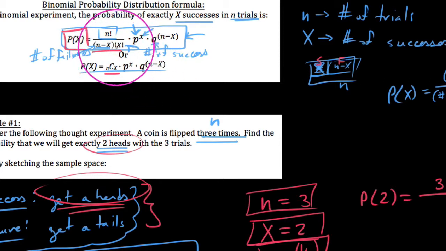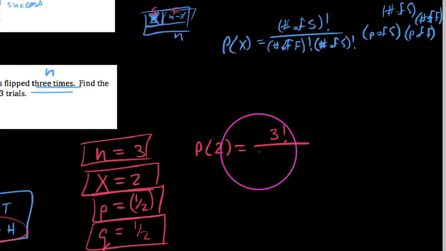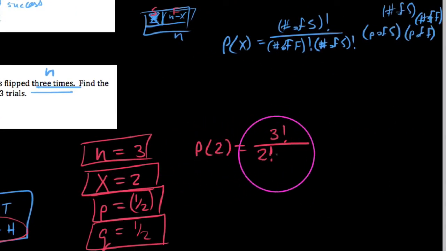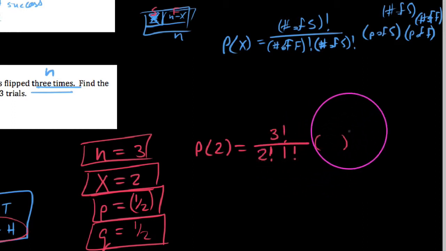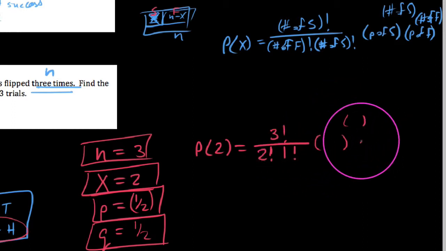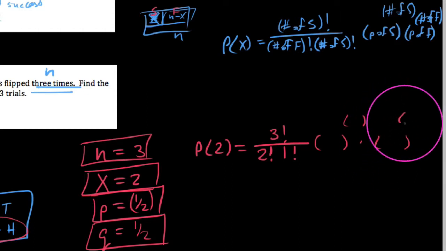I'm actually going to switch it around, changing my x factorial and n minus x factorial when I write it. But basically, how many successes do we want? We want 2 successes. So how many failures do we want? If we had 3 trials and 2 successes, then we want 1 failure. As far as the rest of this formula goes, we're just going to fill in the blanks with what we need.